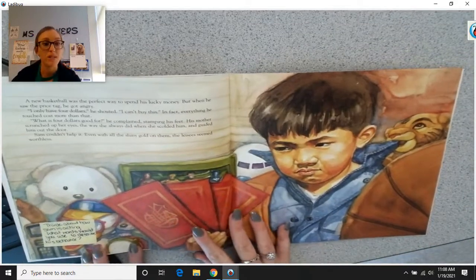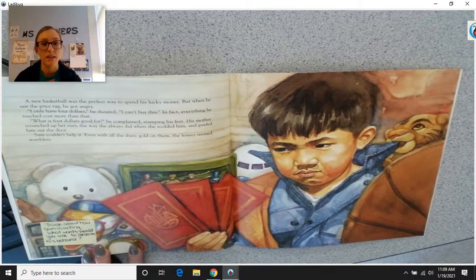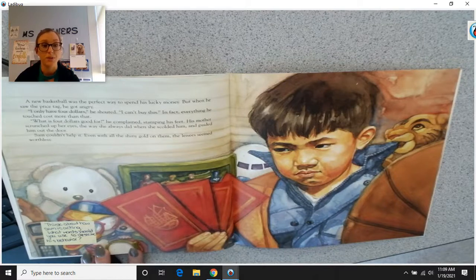A new basketball was the perfect way to spend his lucky money. But when he saw the price tag, he got angry. "I only have $4," he shouted. "I can't buy this." In fact, everything he touched cost more than that. "What is $4 good for?" he complained, stamping his feet. His mother scrunched up her eyes the way she always did when she scolded him and guided him out the door. Sam couldn't help it. Even with all the shiny gold on them, the lisis seemed worthless.